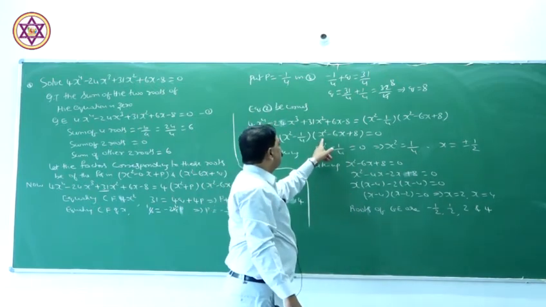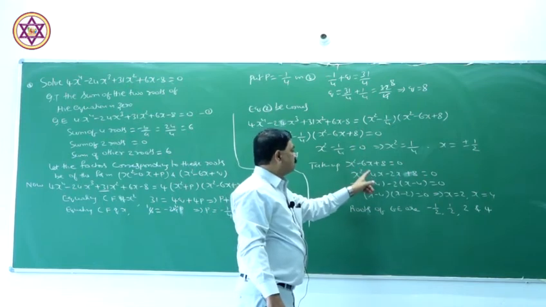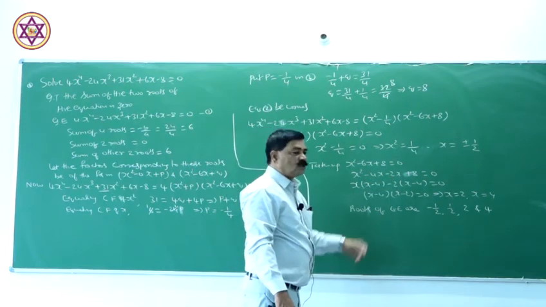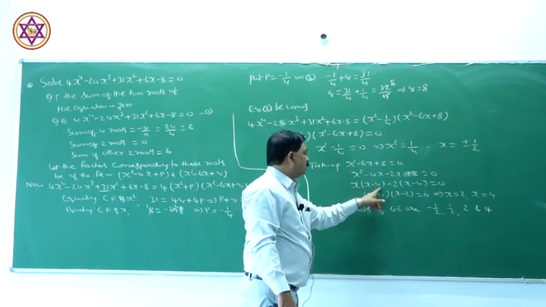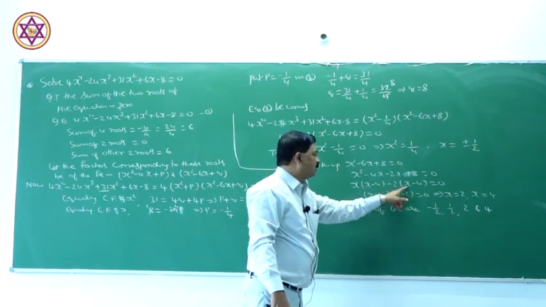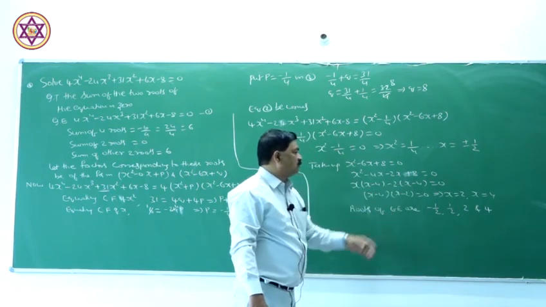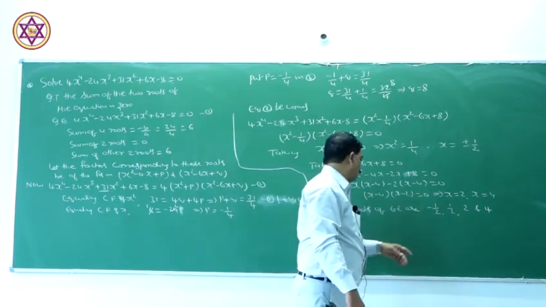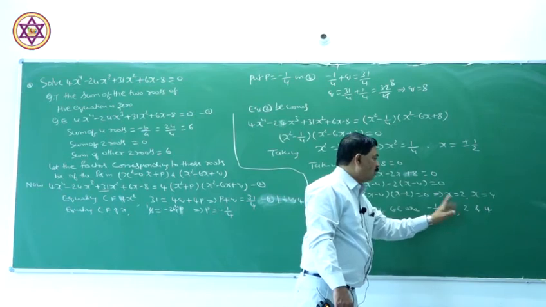Next taking x squared minus 6x plus 8 is equal to 0, minus 6x can be written as minus 4x minus 2x. From these two terms if we take x common, we get x minus 4, and if we take minus 2 common, x minus 4, so taking x minus 4 common, we get x minus 2 is equal to 0, x is equal to 2, x is equal to 4. Roots of the given equation are minus 1 by 2, 1 by 2, 2 and 4.